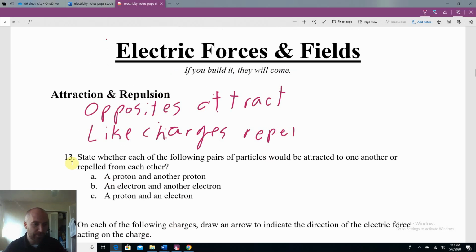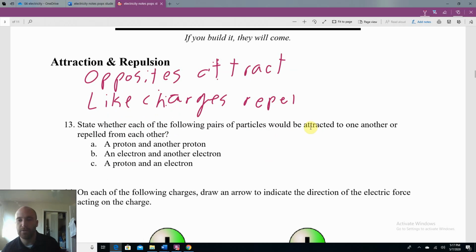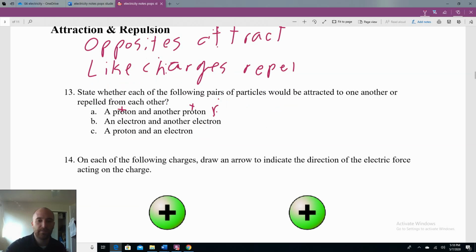So, a nice question would be, state whether each of the following pairs of particles would be attracted to one another or repelled from one another. A proton and another proton for part A. Okay, well, protons are positive, right? So we've got a positive and a positive. I would say those are like charges because they're the same. They're both positive. So they will repel each other. Which basically means that if you put them near each other, they push away from each other.